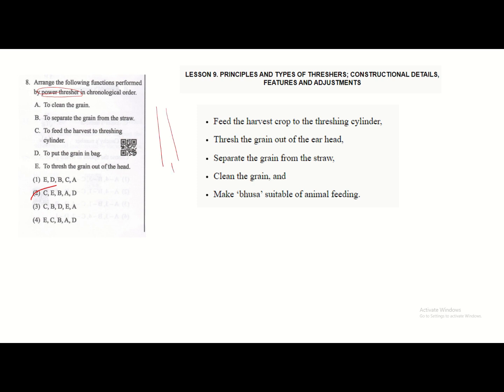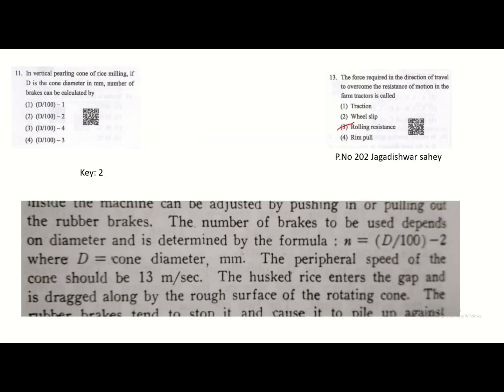And next one is to arrange the sequence of the power thresher operations in order, how the operations will be carried out. This is a very simple question. First, feed the harvest into the cylinder, then thresh the grain, separate the grain and straw, and clean the grain after removing the straw and make the bushel. The four operations are asked. So the answer is B.